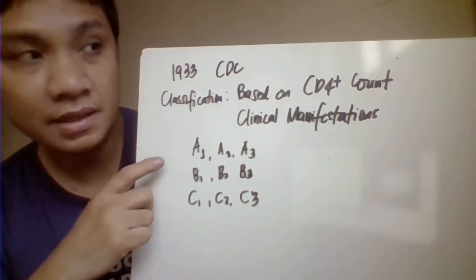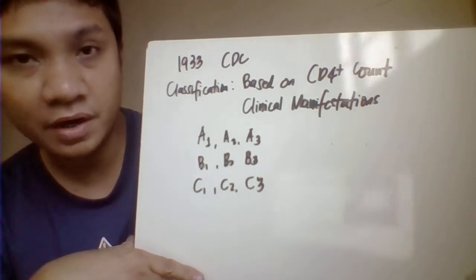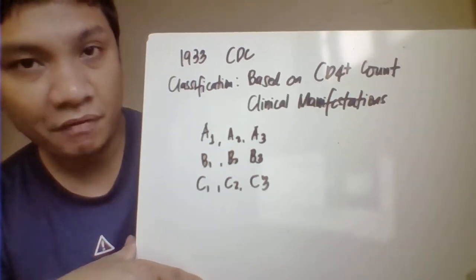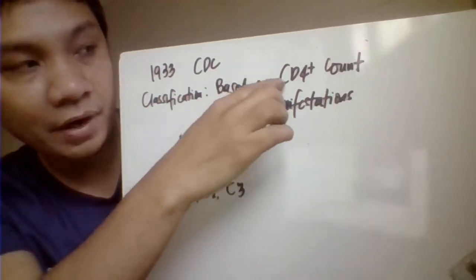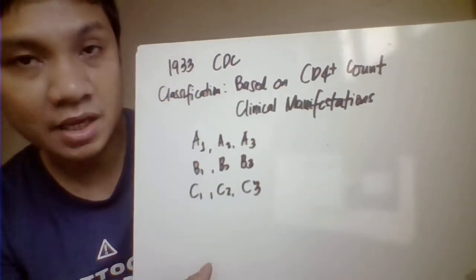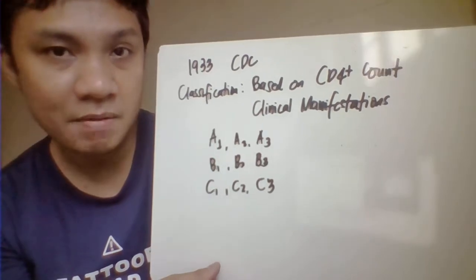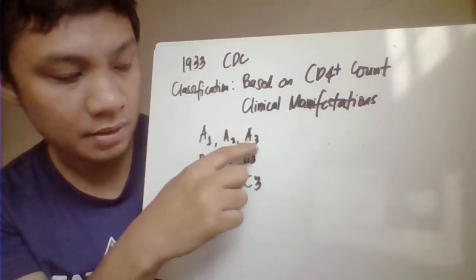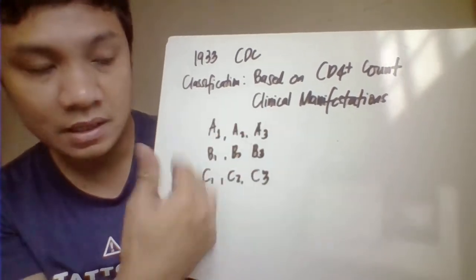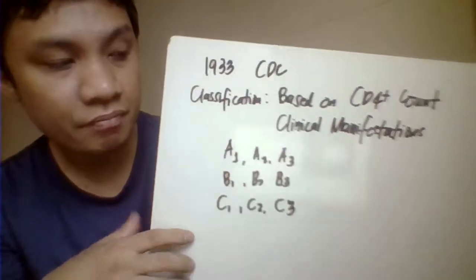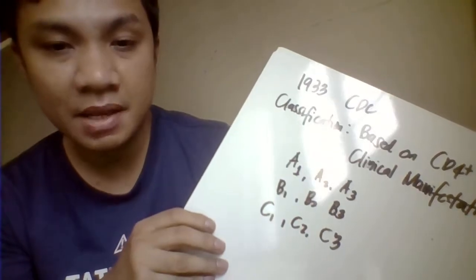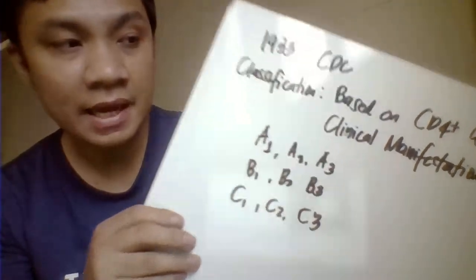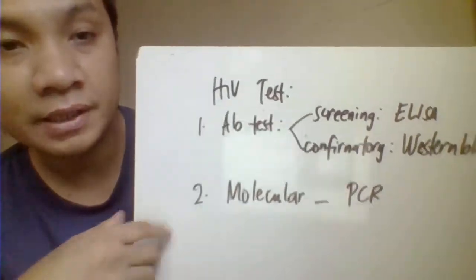But here in 1993, the CDC, or the Centers for Disease Control and Prevention, actually provided the guidelines. The classification is based on the CD4 count of the patient and the clinical manifestation. We try to classify the HIV patient as either A1, A2, A3, B1, B2, B3, C1, C2, based on these criteria. But today, the newer classification is based primarily on the screening test and confirmatory test, although we will be discussing the principle of this later on.